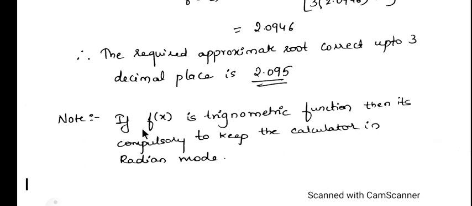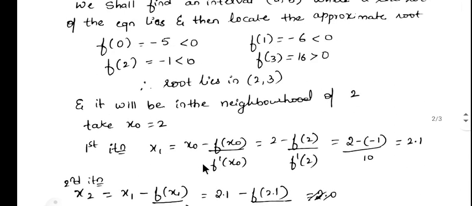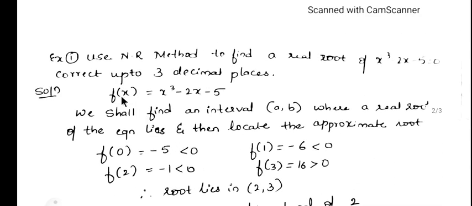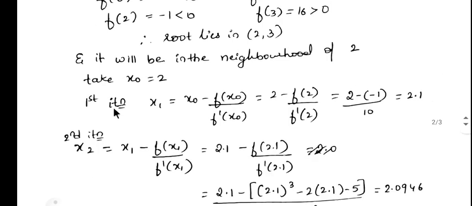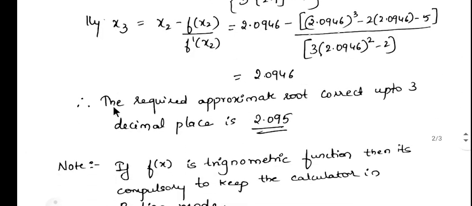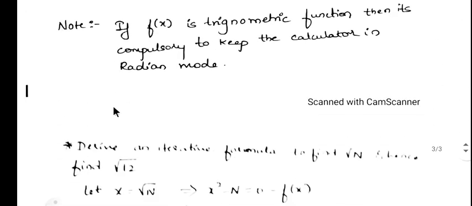Please note here, if f of x is a trigonometric function, then it's compulsory to keep the calculator in the radian mode. Here in the given question, please observe, if f of x is an equation which consists of a trigonometric function, either sine, cos or tan, then please keep the calculator in the radian mode and then calculate the answer.